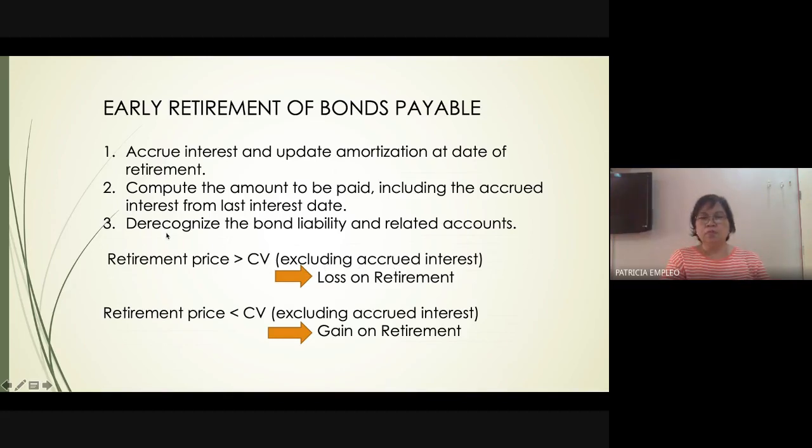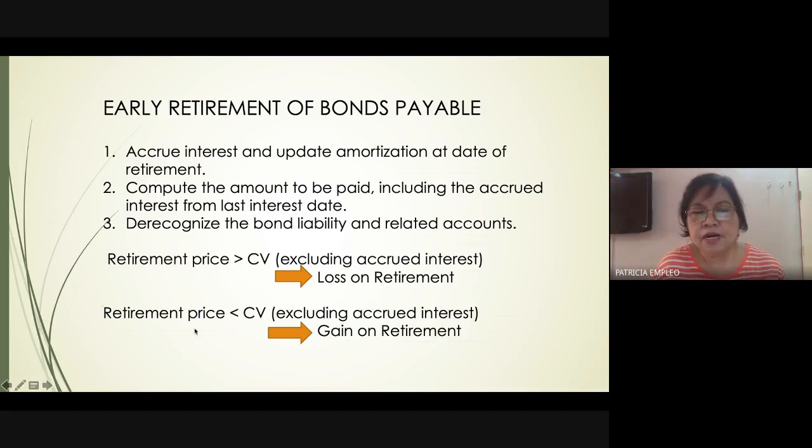So if the amount to be paid to settle this liability is higher, so yung ibabayad nyo ay mas malaki sa utang natin, that means it may not be favorable to the entity based on accounting records, because you're paying an amount higher than your carrying value of the liability. Then the scenario results in loss on retirement of bonds.